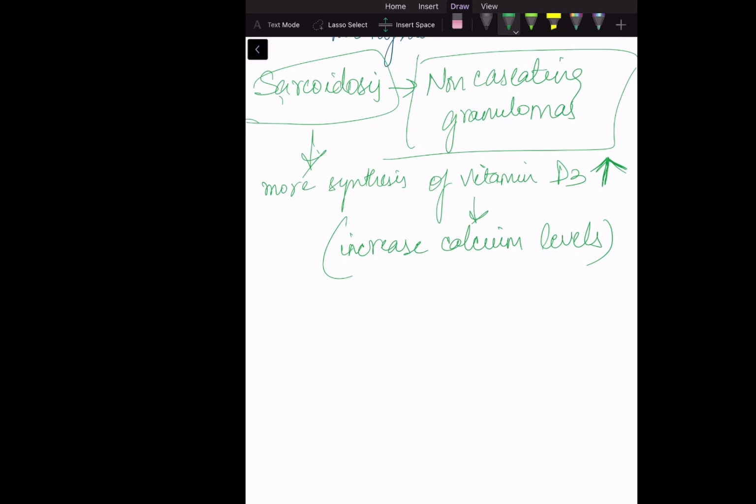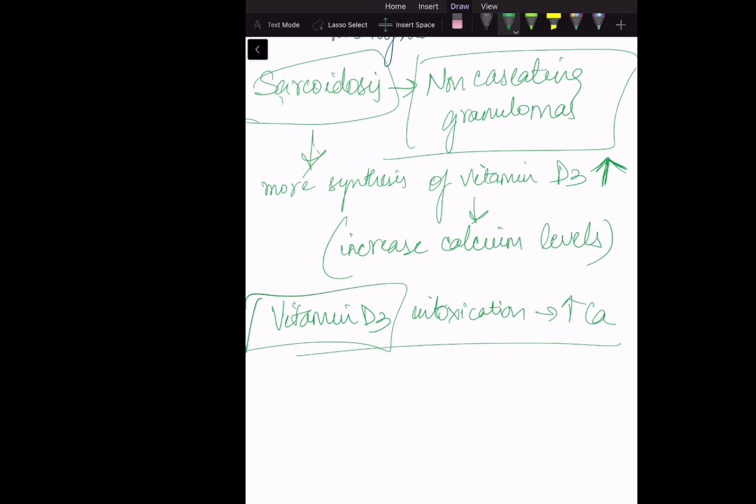And then we come to vitamin D3 intoxication. In this, obviously, as I told you, there will be an increase of calcium levels. Let me tell you this: vitamin D3 intoxication and sarcoidosis can both be treated by, even if the question comes like that, they will ask you the treatment, and that is steroids. Sarcoidosis and vitamin D3 intoxication are treated by steroids.